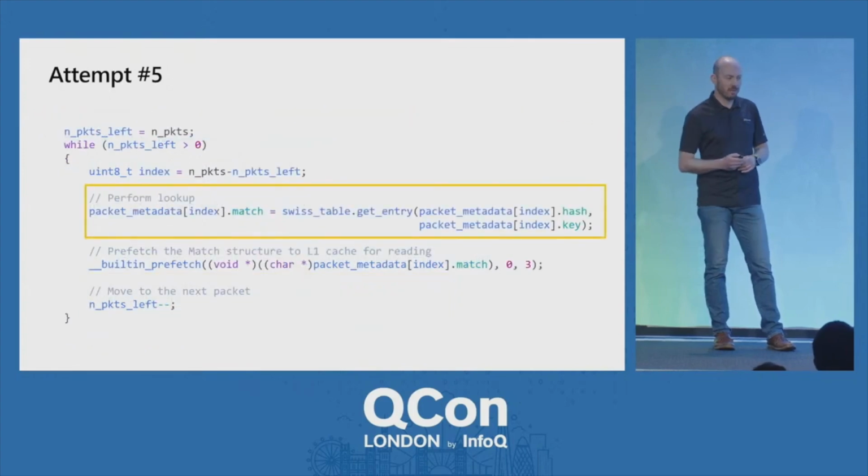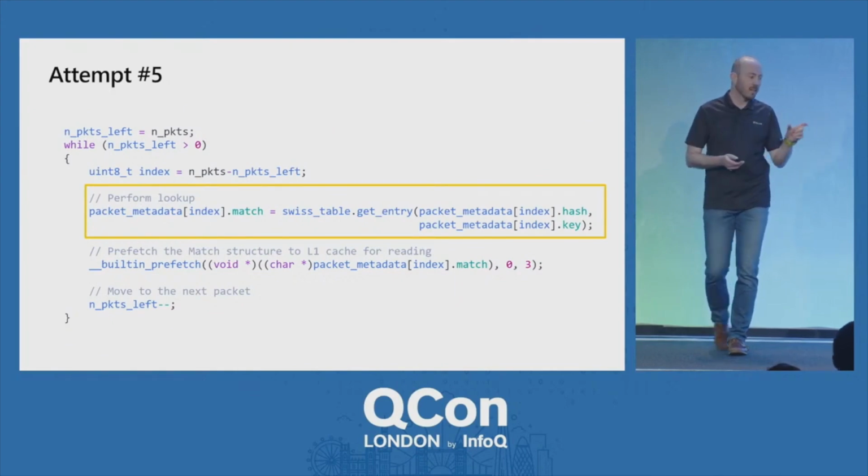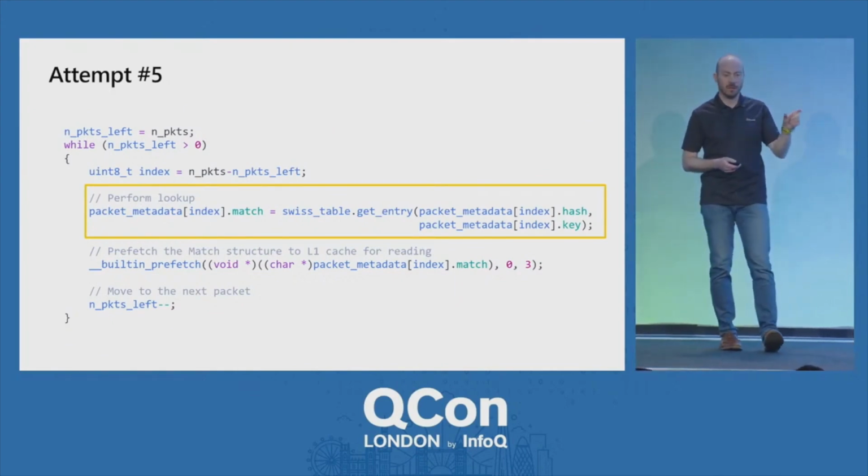And then we get to the next bit of code. So the next bit of code, we're going to start looping again. And at this point, we're going to actually do the lookup. So this is where we actually do our lookup.